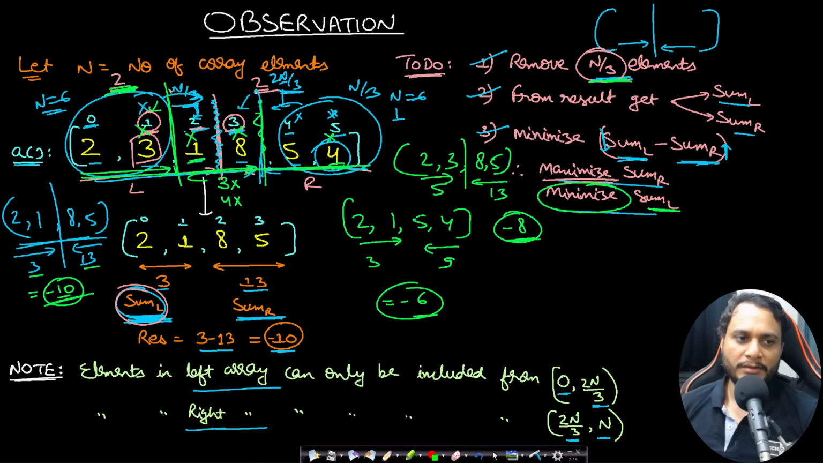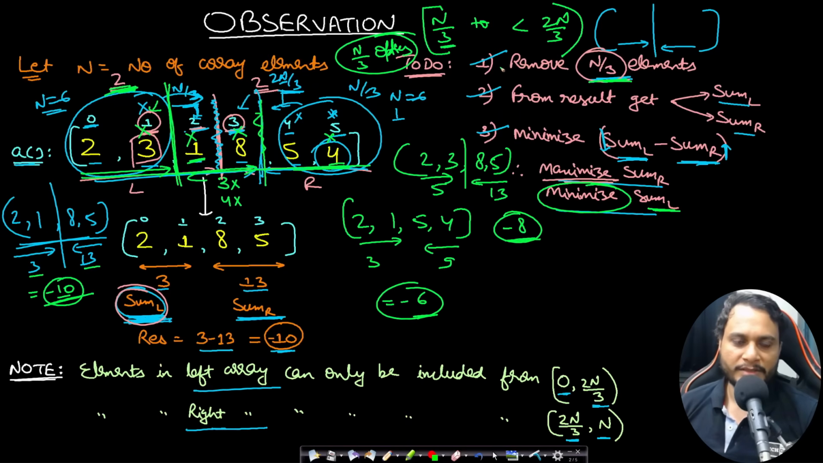So if you look at the range for the partition point, it is running from index n by 3 to less than 2n by 3. Okay, so that means the partition point has exactly n by 3 options in this case, right? The partition point has exactly n by 3 options, from n by 3 and including n by 3 to 2n by 3 and not including 2n by 3. I hope this is clear.